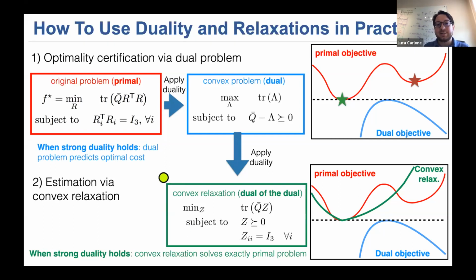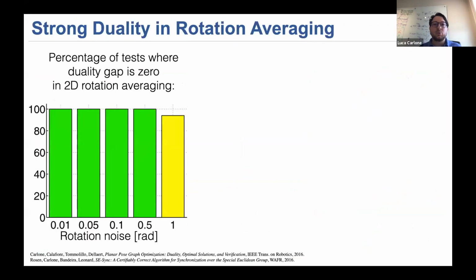So through the convex relaxation, I have a second use. I can essentially solve the convex relaxation and try to estimate my variables directly from its solution. And again, when strong duality holds, the convex relaxation solves the primal problem exactly. So the reason why we care so much about this relaxation in SLAM is that strong duality holds in the problems you care about for rotation averaging, and we are going to see that the same message holds for pose graph optimization.